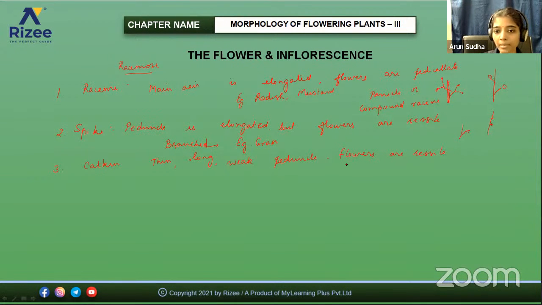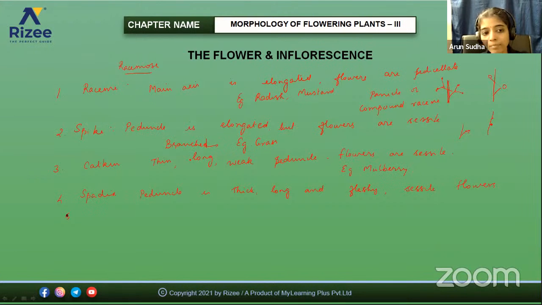And here the example is mulberry. And the fourth type is spadix. Here the peduncle is thick, long and fleshy, and they have the sessile flowers. So these are the different types.